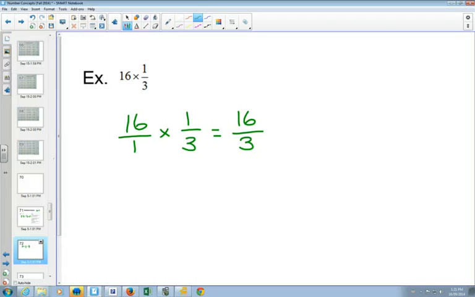How many full 3s are there in 16? 5. How many would be left over? 1 piece left over. So we get 5 1/3.